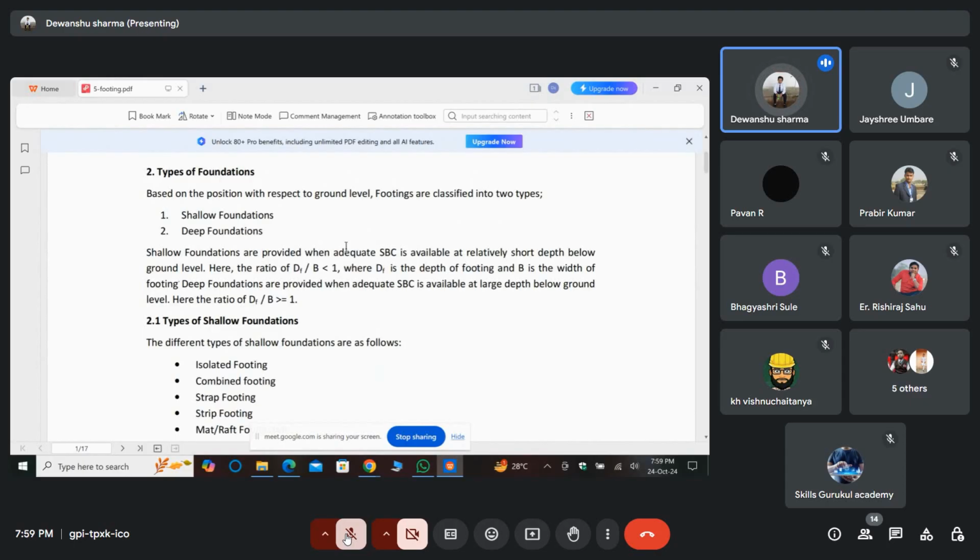So there are different types of foundations. First of all, these are based on the depth of foundation, that is shallow foundation and deep foundation. A shallow foundation is provided where adequate SBC is available. SBC is soil bearing capacity, and the ratio of Df upon B is less than 1, where Df is the depth of footing and B is the width of footing. If the depth to width ratio is less than 1, we provide a shallow foundation. In a deep foundation, Df by B is greater than or equal to 1.